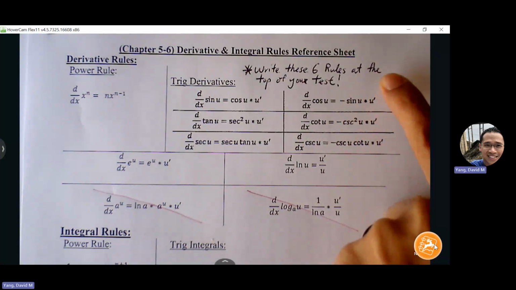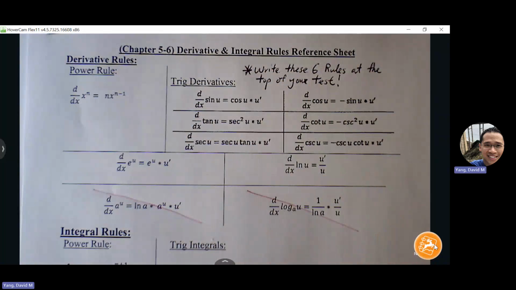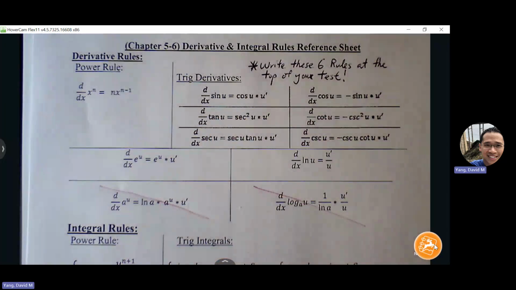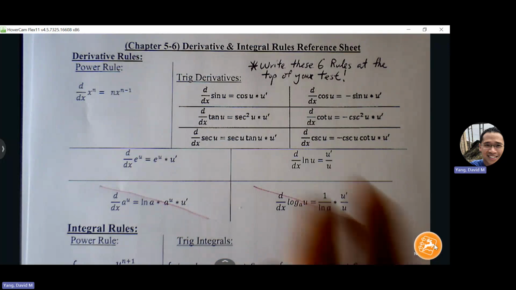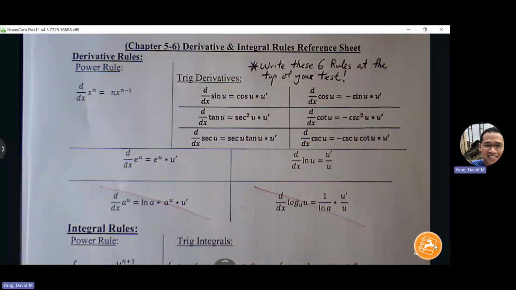That's the first thing I would want you to do when you get your AP exam non-calculator portion: you write these 6 rules at the top of the page, and that way you can always reference them if any of the integral or derivative rules show up. And it's especially good for integral rules since most of us don't have them memorized, but it's fine as long as we know how to find them using our derivative rules. That's all we need to do, I feel.